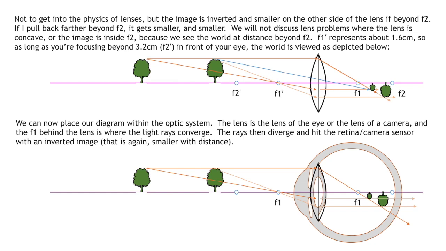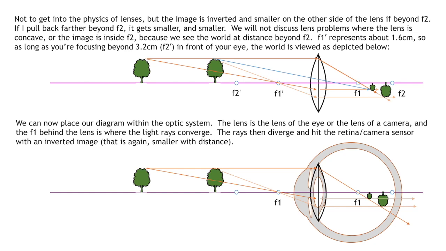f1 prime represents about 1.6 centimeters within our eye. So as long as you're focusing beyond about 3.2 centimeters, f2 prime in front of your eye, the world is viewed as depicted. We can now place our lens diagram within the optic system. The lens is the lens of our eye or the lens of a camera, and the f1 behind the lens is where the light rays converge. The rays then diverge and hit the retina or camera sensor with an inverted image, and that is again smaller with distance.